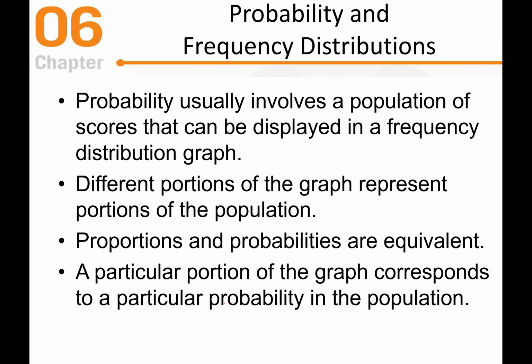So probability and frequency distributions. Probability usually involves a population of scores that can be displayed in a frequency distribution graph, something that we went over a couple of weeks ago. Different proportions of the graph represent proportions of the population. Again, I want to stress proportions and probabilities are equivalent. So a particular proportion of the graph corresponds to a particular probability in the population.